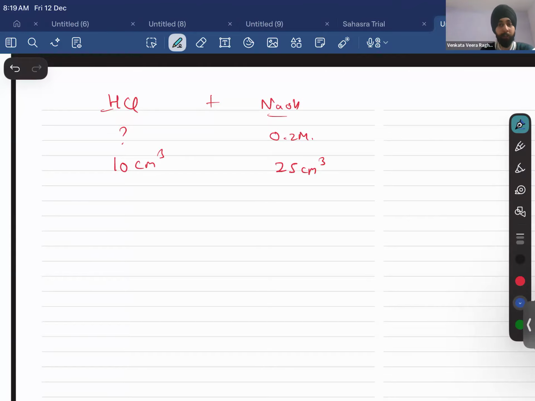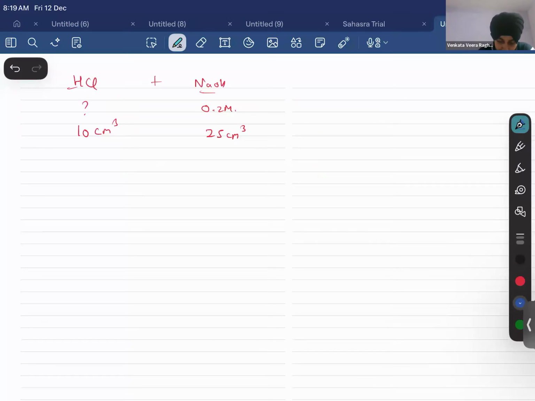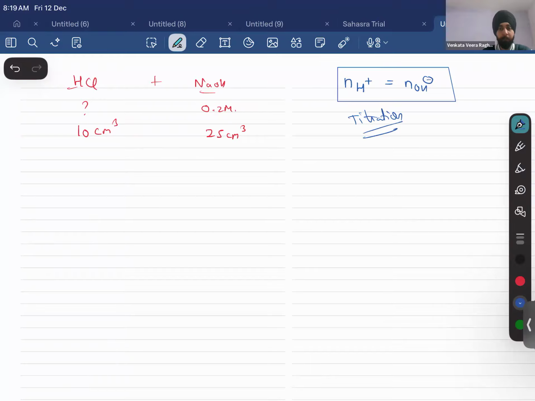What is the primary purpose of titration? Do you know that? The primary purpose of titration is that you are equating the number of moles of H plus with the number of moles of OH minus. Put it in a box, note it down. This is the actual meaning of titration: your H plus moles should be equal to OH minus moles at the end point. Titration gives you that end point, and when they become equal, your reaction is finished. The reaction is completed. Think this way.